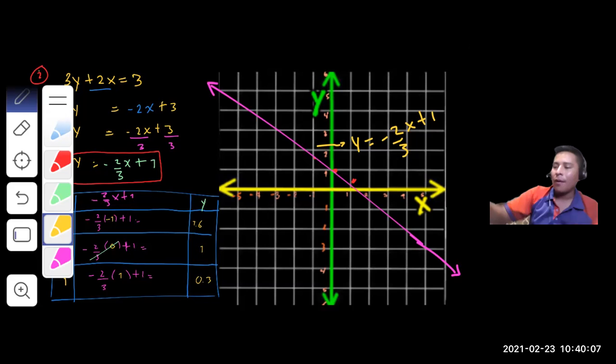In tomorrow's class, I'm going to explain to you guys how to use a different method, which is easier. This is a little bit tedious, but it's not a big deal too.